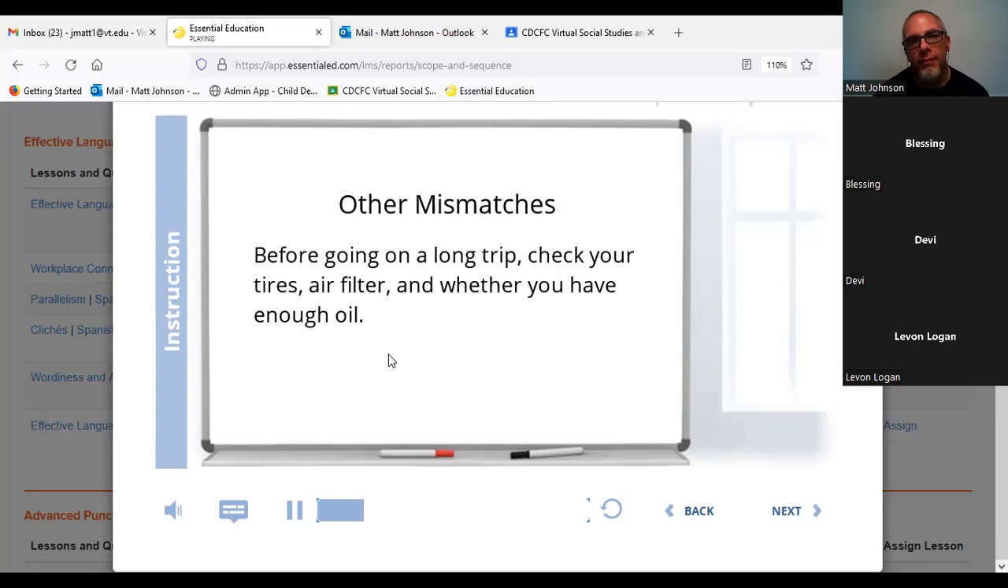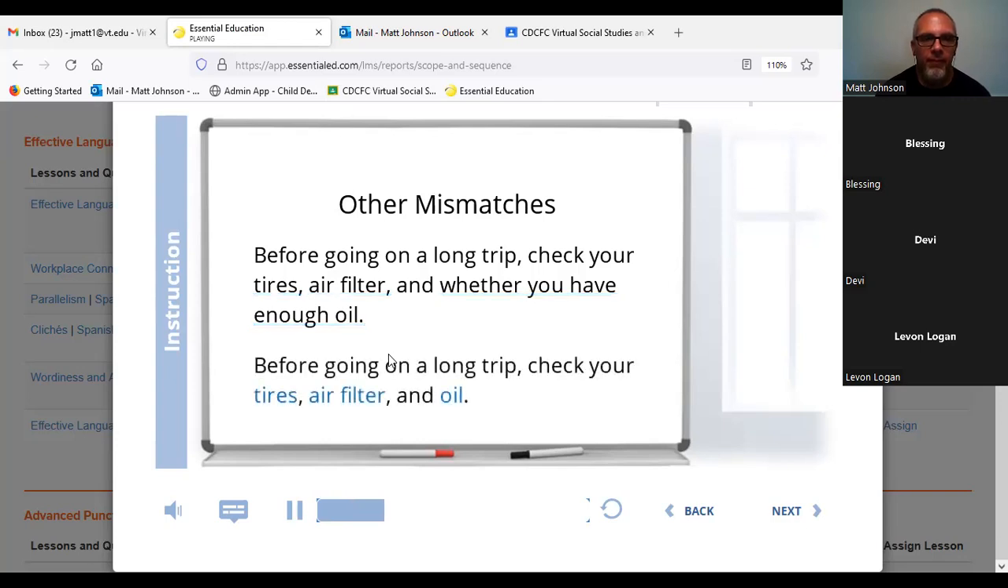The series includes two simple nouns, tires and air filter. Then it includes a longer phrase, whether you have enough oil. It's better if all three are simple nouns. Before going on a long trip, check your tires, air filter, and oil.